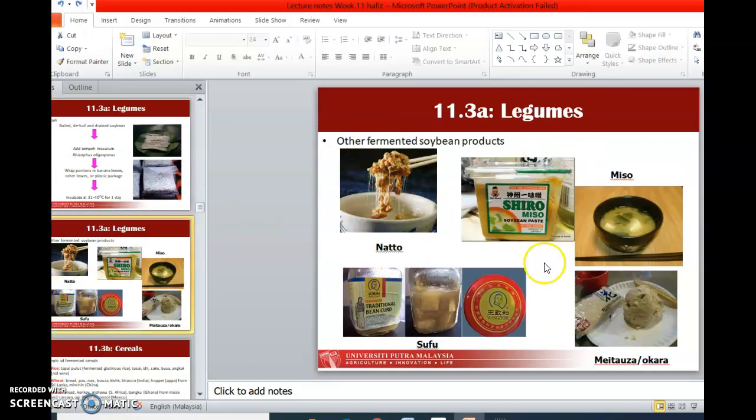This is other types of legumes. For example, natto in Japan. This one is in Japan as well. Miso, mostly they are from Japan, because Japan is very famous for their fermented food.